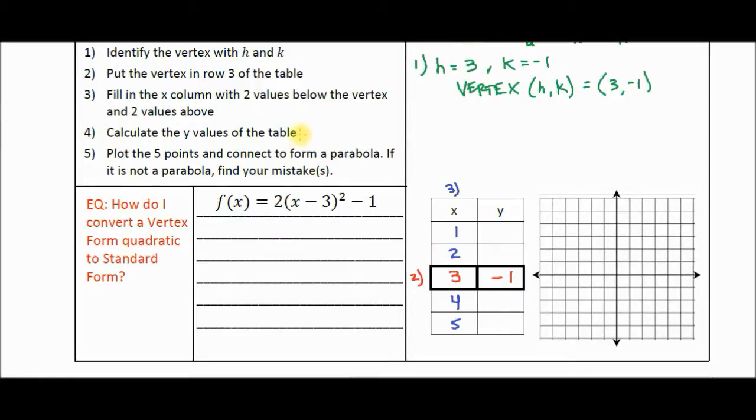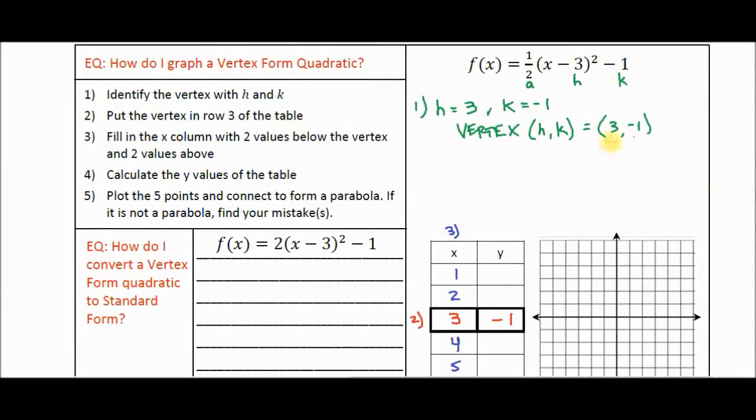Step number 4, calculate the y values of the table. Remember how we do that? We're going to just use our calculator and plug these x values into our equation. Let's do one of them right now because we have room for that. So I'm going to go ahead and put step number 4. Let's figure out f of 1. So we're going to find the value of our function f when x equals 1. That's going to be equal to 1/2 times (1 minus 3) squared minus 1. Notice I just plugged in the value of 1 for x. Let's go ahead and simplify that.